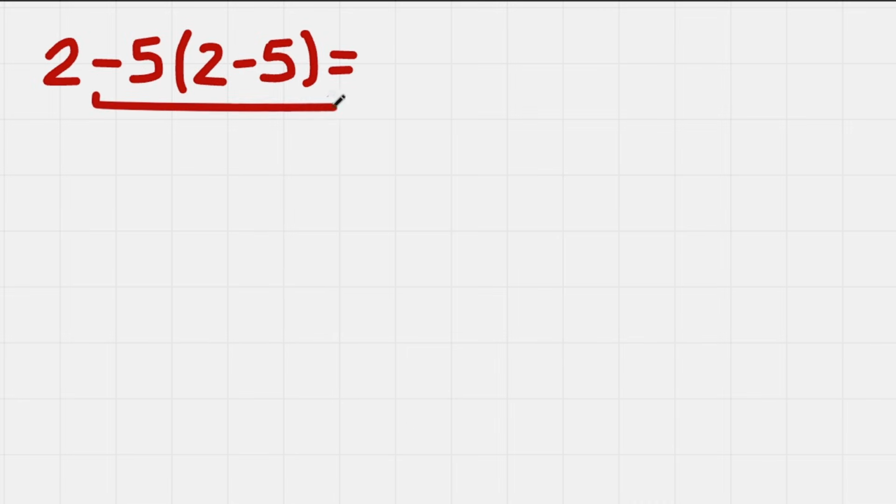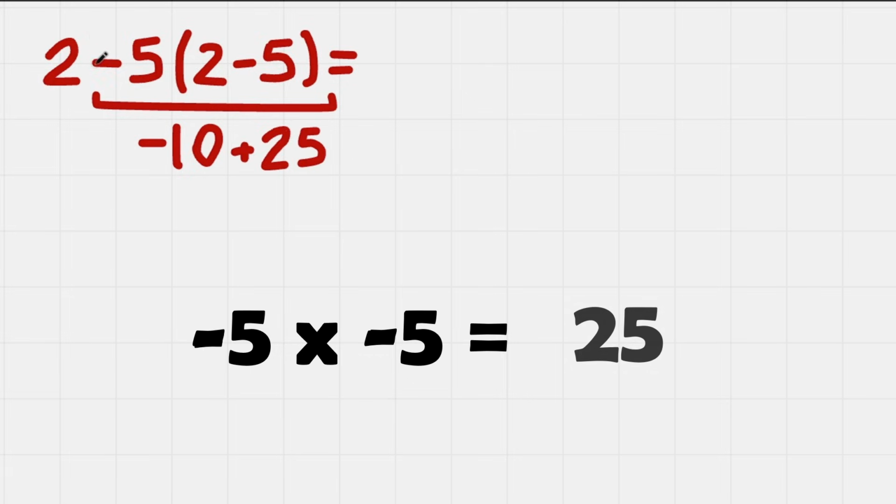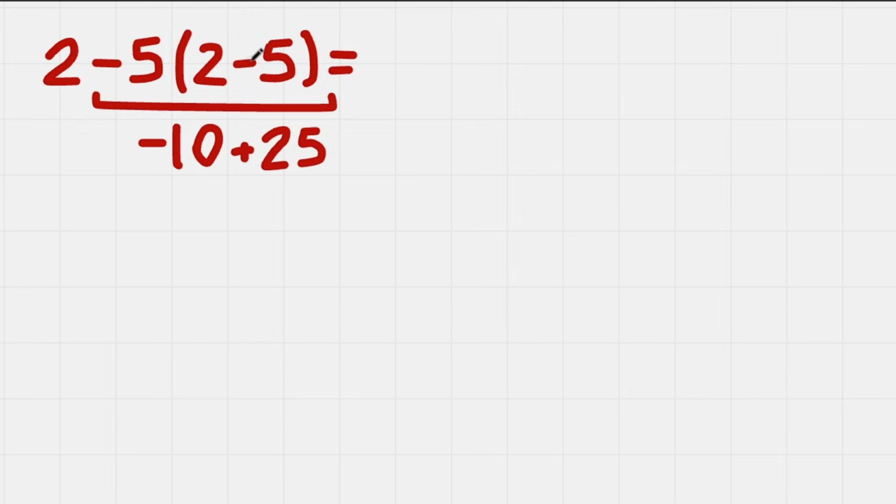So if we want to multiply it, minus 5 times 2 gives us minus 10. And then minus 5 times minus 5 gives us plus 25. When you multiply two negative numbers, two minuses kinda create a plus. This is how I remembered it. And also don't forget that we have 2 at the beginning. So we have 2 minus 10 plus 25.